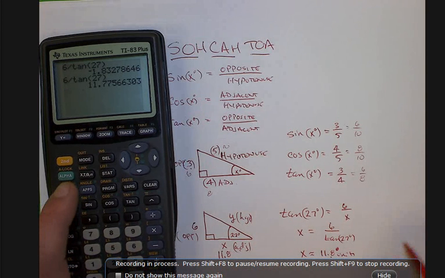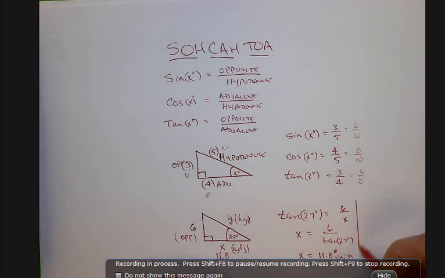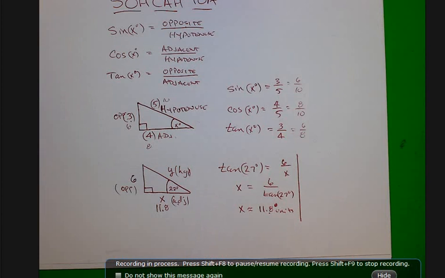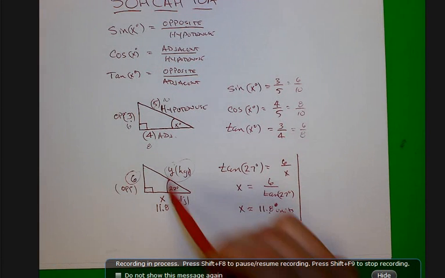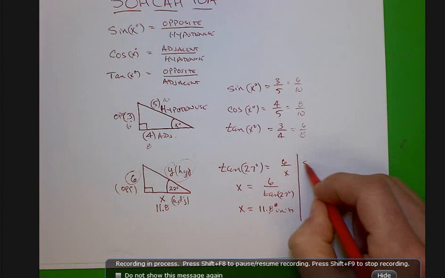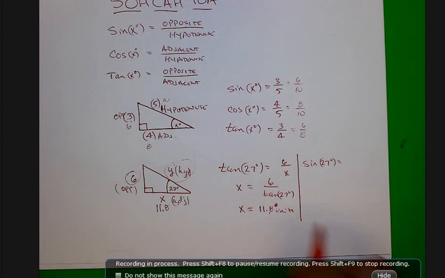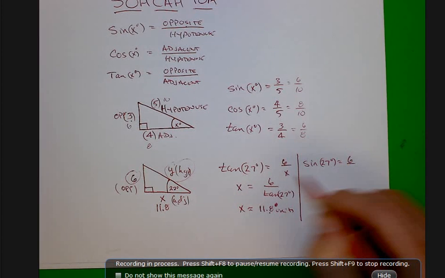Now to find y, we'll do something very similar. Move this over so you can see it. So to find y, notice that we know the 6, we want to know the y. So we have opposite, hypotenuse. We will use the sine function. So I'll say that the sine of 27 degrees is equal to opposite, which happens to be 6, over the hypotenuse, which happens to be y.